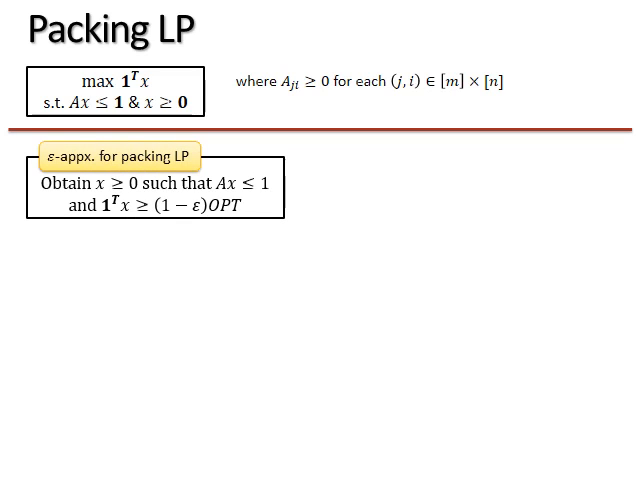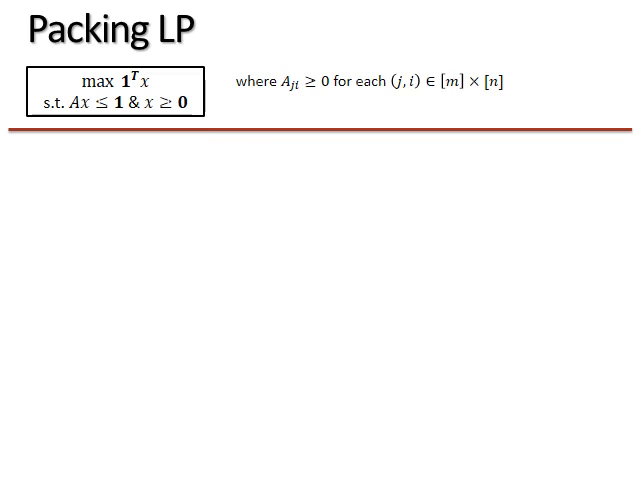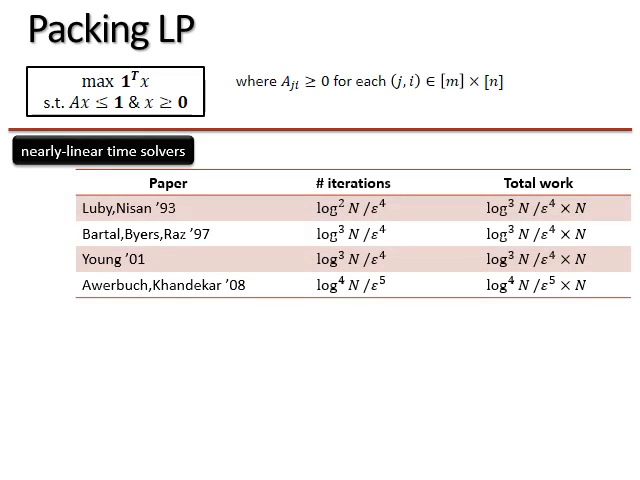That is, to obtain an epsilon-approximate solution by finding a positive vector which is feasible, meaning Ax is less than or equal to 1, and whose objective value 1 transpose x is larger than or equal to 1 minus epsilon times opt. In particular, I am interested today in finding nearly linear time algorithms to approximate packing LP to constant approximation ratios. There have already been papers and algorithms achieving this.